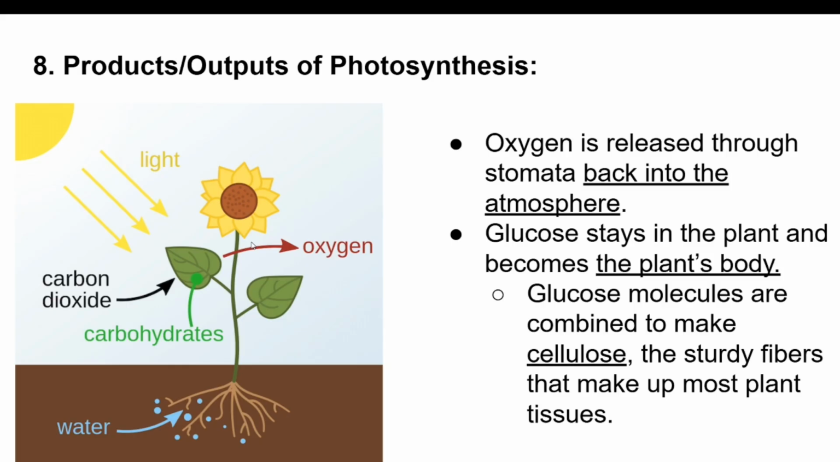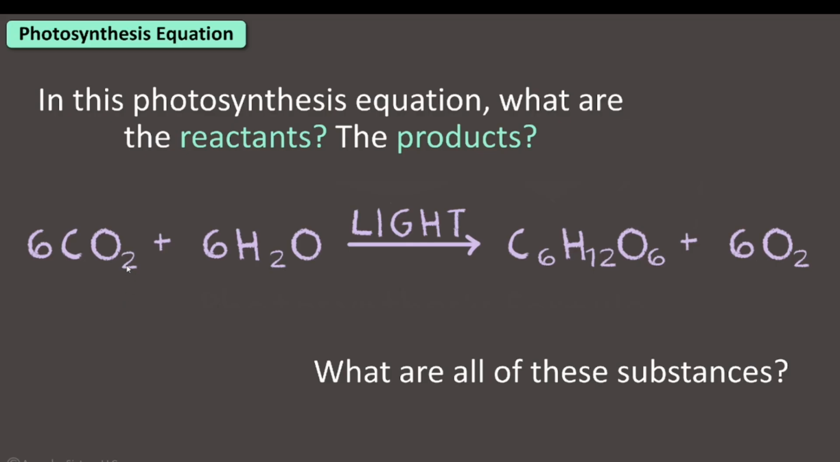Glucose molecules are combined, kind of like small little Legos. You combine them one on top of another to form these fibers called cellulose. And these sturdy fibers make up most of the plant tissue, basically forming all of the tissue inside of the plant. So that cellulose fiber is basically made from glucose. And where did that come from? That came from carbon dioxide in the atmosphere.